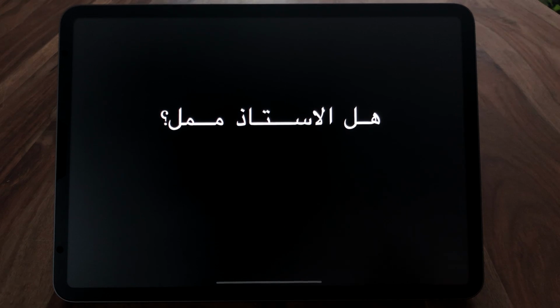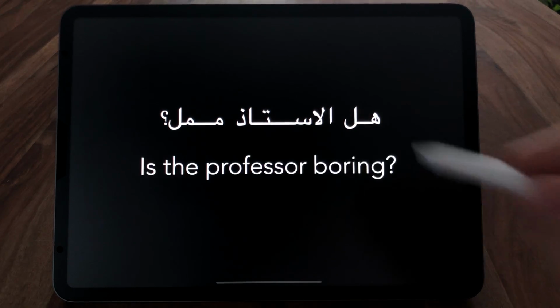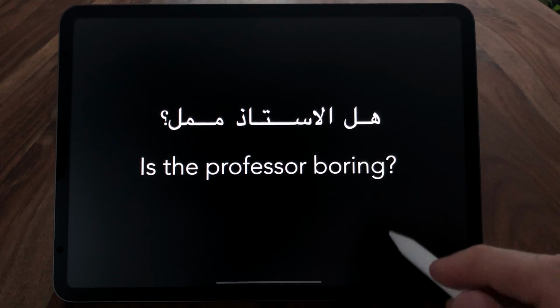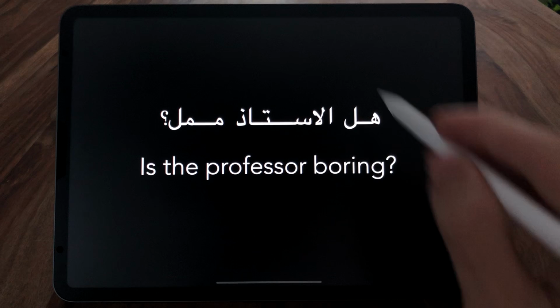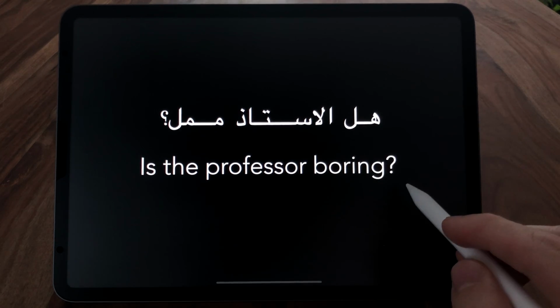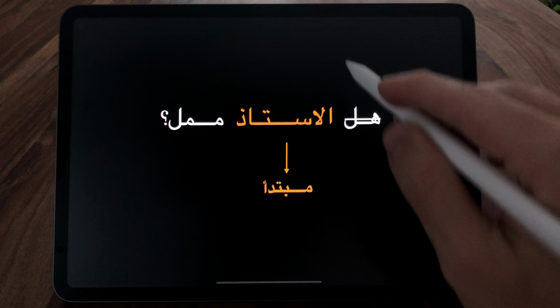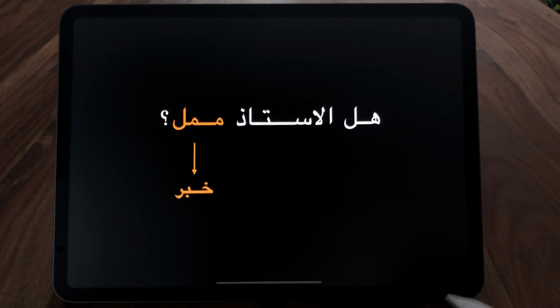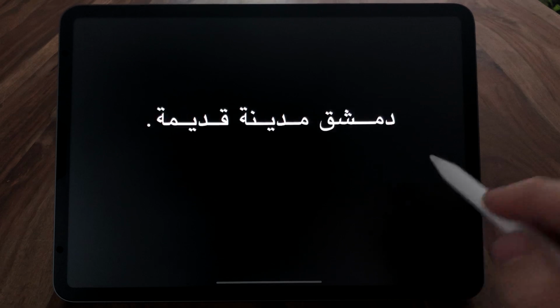هل الأستاذ ممل؟ Is the professor boring? Gee, I hope not. Who is this sentence about? It's about the istaz. Don't let the hal, which is the interrogative particle, confuse you. The istaz is the subject or the mubtada, and mumil is the khabar.